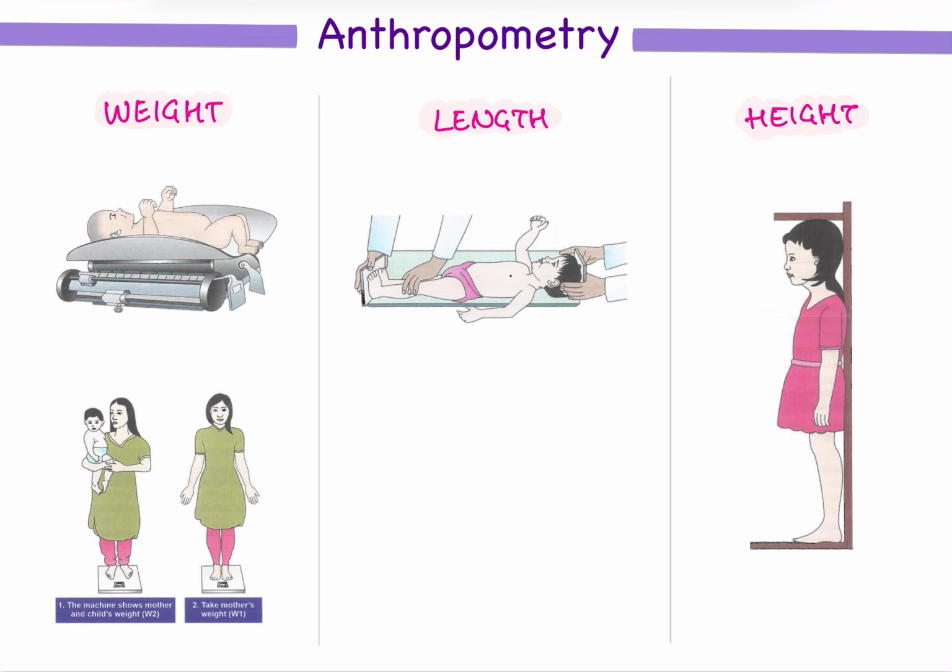Anthropometry. Anthro is human, metry is measurement. So the measurement of the human is known as anthropometry. First is weight. To measure weight, first we have to make the baby nude or with minimal clothing and place on a beam scale for weight. This is the first method. In the second method, we weigh the mother along with the baby, weigh the mother separately, and subtract the mother's weight from the overall weight. This gives us the baby's weight.